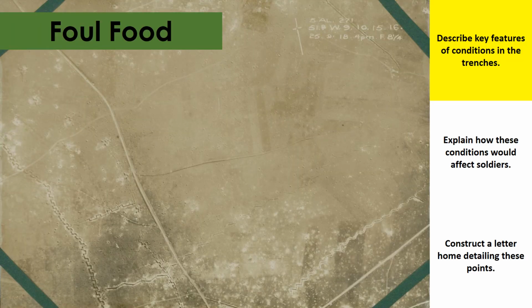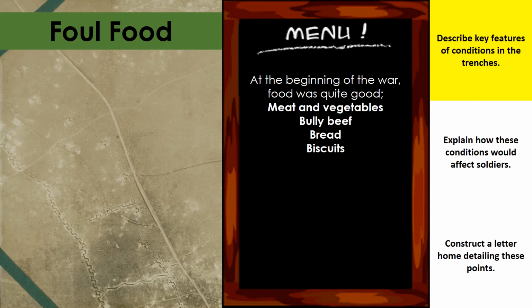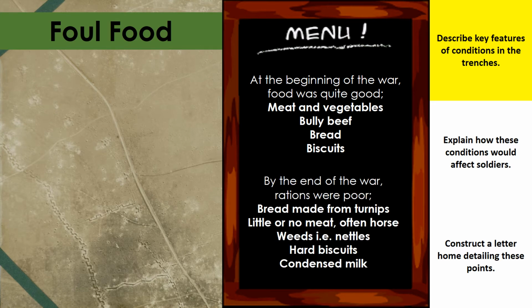Now what we're going to do is just discuss some of the points you might have in your table in terms of key features of conditions in the trenches. So firstly, with food. Now at the beginning of the war, food was quite good. So you had things like meat and vegetables, bully beef, bread, biscuits. But by the end of the war there was a lot of rationing. So rations meant there was less food, so they had to limit the amount of food being given to soldiers.